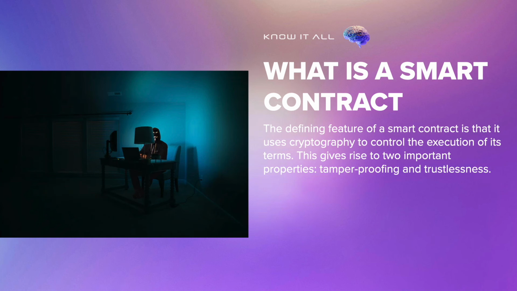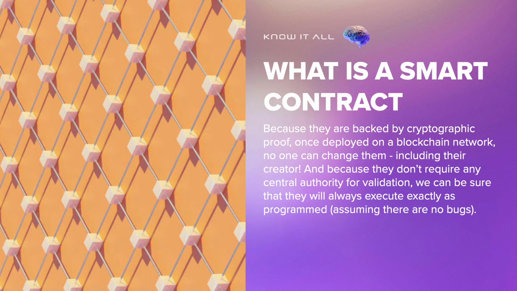The defining feature of a smart contract is that it uses cryptography to control the execution of its terms. This gives rise to two important properties: tamper-proofing and trustlessness. Because they are backed by cryptographic proof, once deployed on a blockchain network, no one can change them, including their creator. And because they don't require any central authority for validation, we can be sure that they will always execute exactly as programmed, assuming there are no bugs.